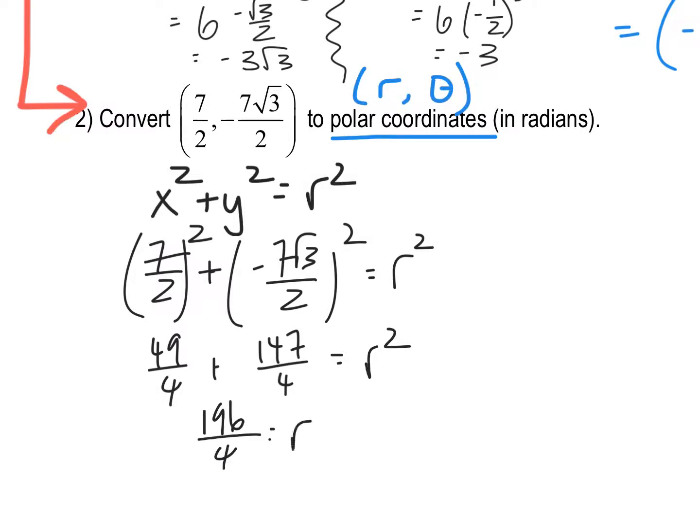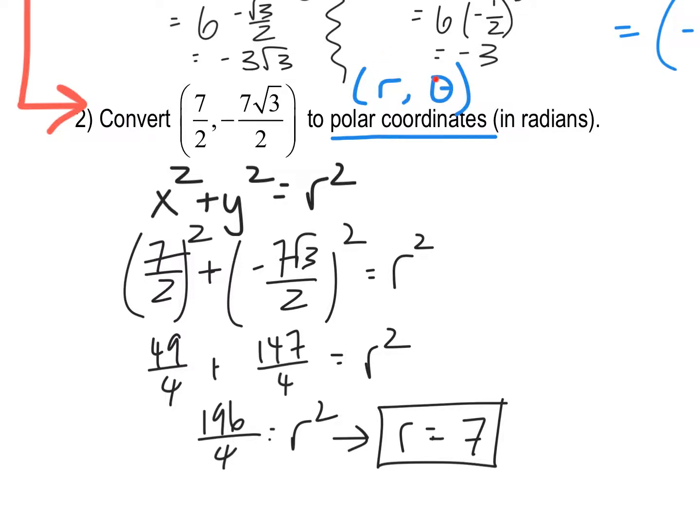This equals 196/4, which is r squared. When I square root both of them, I would have a plus or minus in algebra 2, but remember a radius can't be negative. There's just going to be 7. That's my radius, okay? So that's what the r is, and remember that's the first part of converting to polar.